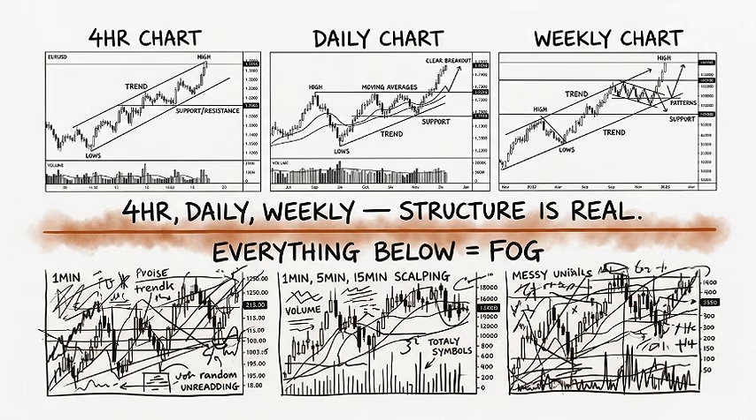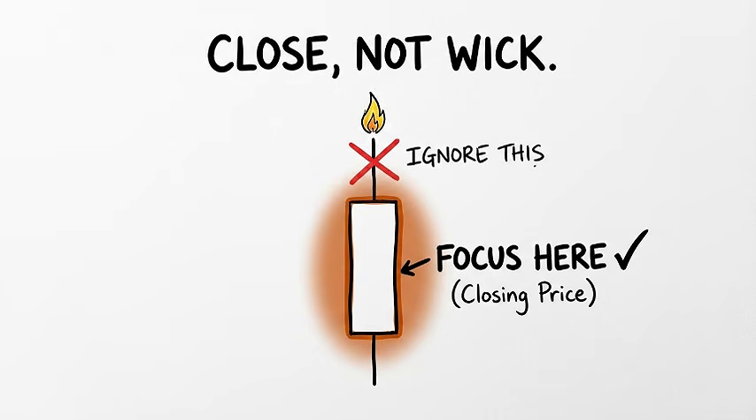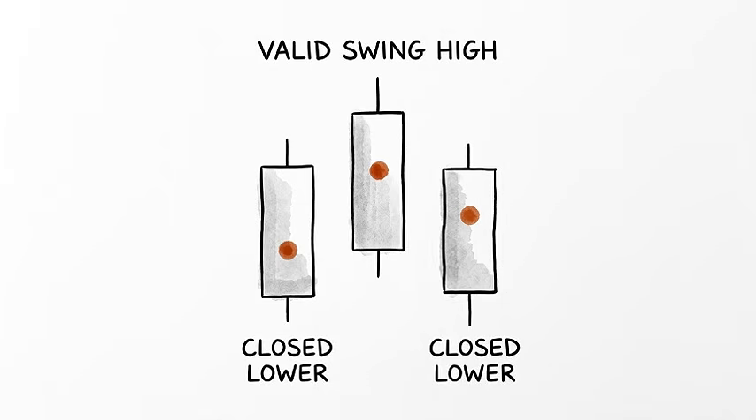Everything below is fog. Now here is a detail that changes everything about how you identify swing points. Dow theory emphasizes the closing price, not the wick. A swing high is not simply any peak that appears on your chart. A valid swing high is a point where the candles before it closed lower and the candles after it closed lower.